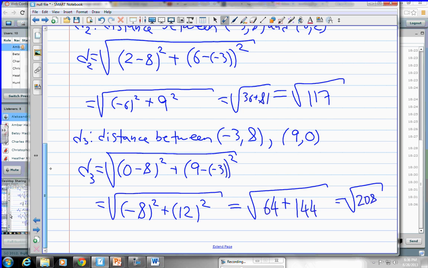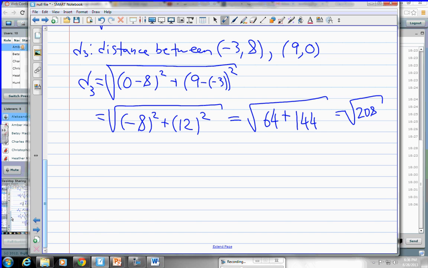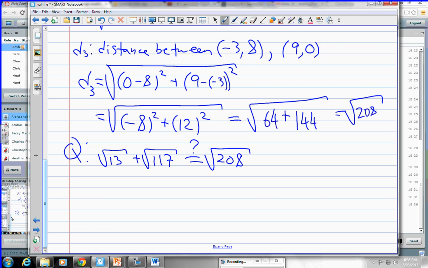So we just computed 3 distances. So the question is, if you take square root of 13 and you add square root of 117, will that equal the square root of 208? And this is not a trivial thing for us. It's not obvious. If one number came out to be 2 and the other one came out to be 4 and the third one came out to be 6, then we're good, right? But here it's a little tricky.